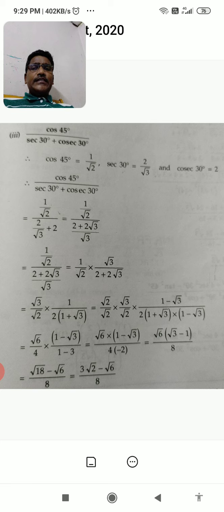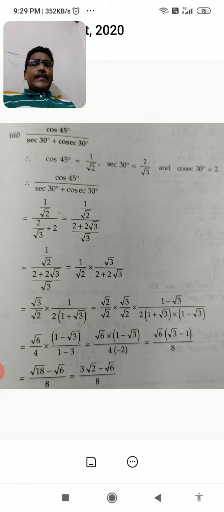In the numerator, root 2 upon root 2 into root 3 upon root 2. And here, in 2 plus 2 root 3, you take the 2 outside common. What is left inside? 1 plus root 3. So to remove the root in 1 plus root 3, you multiply and divide by 1 minus root 3. Yes, clear? The conjugate of 1 plus root 3 is 1 minus root 3. So you multiply by 1 minus root 3 over 1 minus root 3.